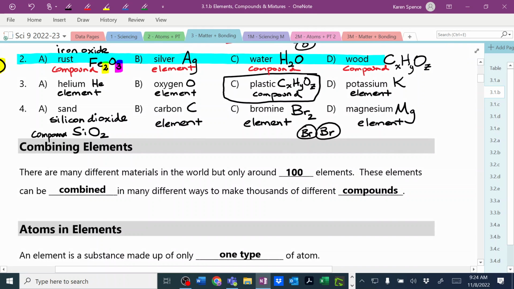All right. There are many, many different materials in this world, but only around 100 elements, probably around 120 these days. Okay. Precisely 118, very nice. These elements can be combined in many ways to make many thousands and millions of different compounds.